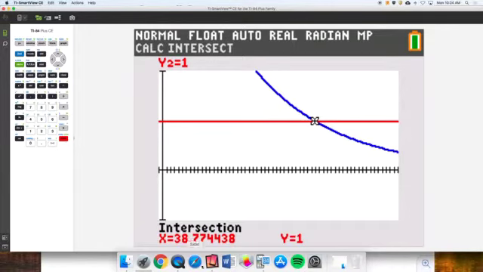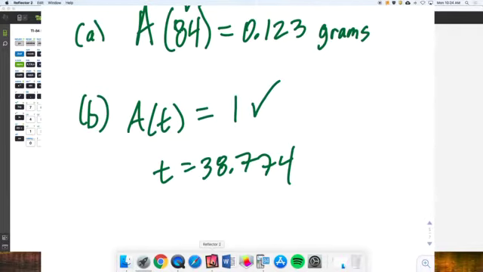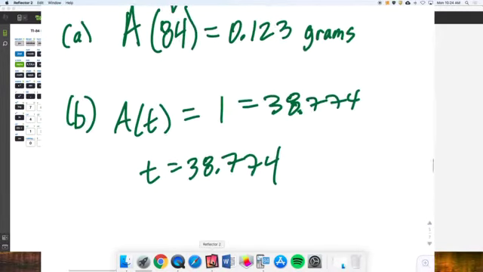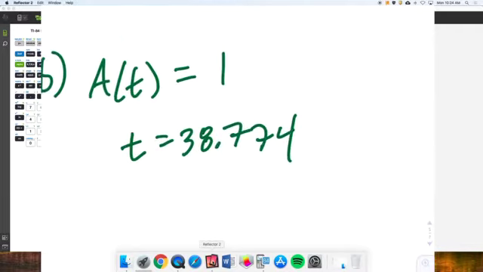38.774. So that's how you do it. You don't put A of T equals 1 and then put equals 38.774. I've seen that a lot over the years. That is wrong for 2 reasons. First of all, T is that, not A of T. And secondly, is 1 equal to 38.77? Nope. Now we better put units on the end.